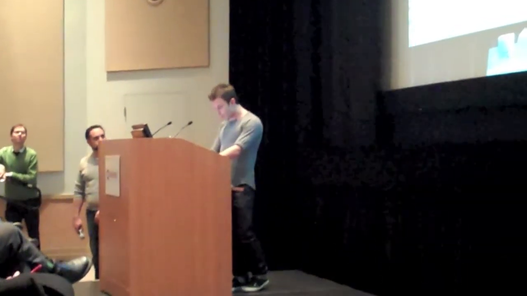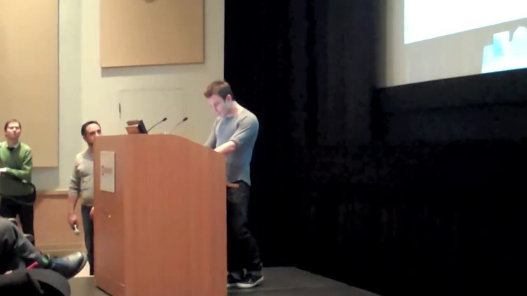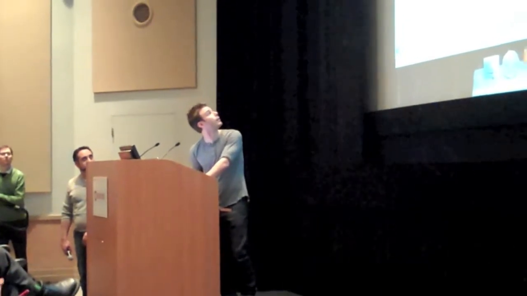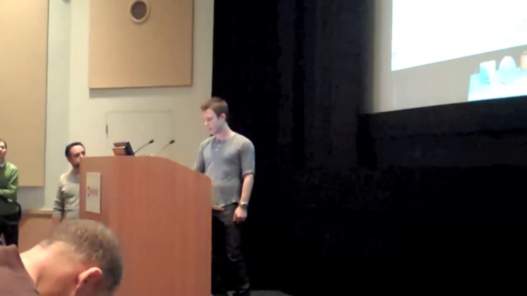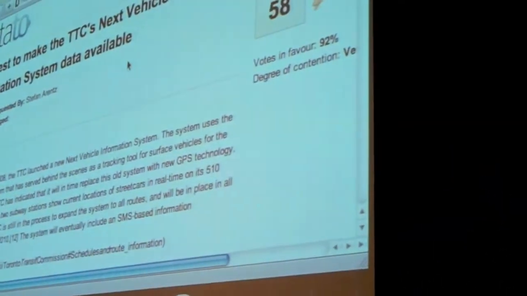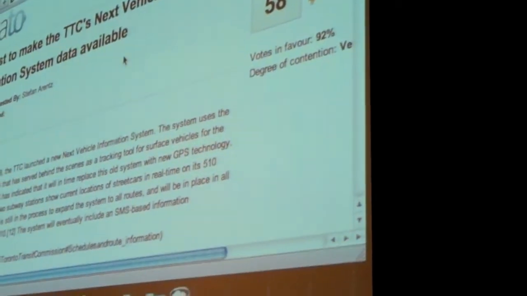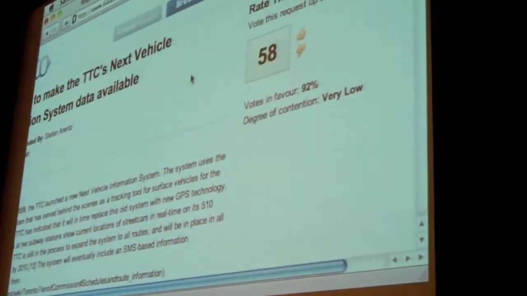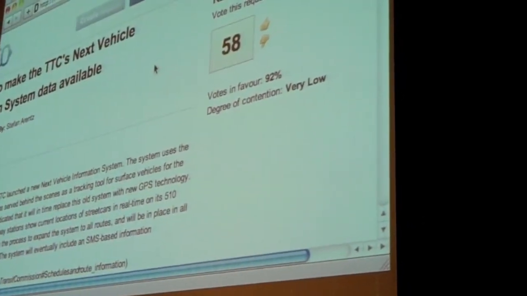Yeah. What's the most highly requested data sets? Most highly requested. Let's see. These refresh on a monthly basis, so they stay fresh. It's like a rotating 30 days. But I believe this one is the most popular one overall, the TTC Next Vehicle Information System. So you can see it's got a current support rating of 58. So that means the net of up and down is 58.